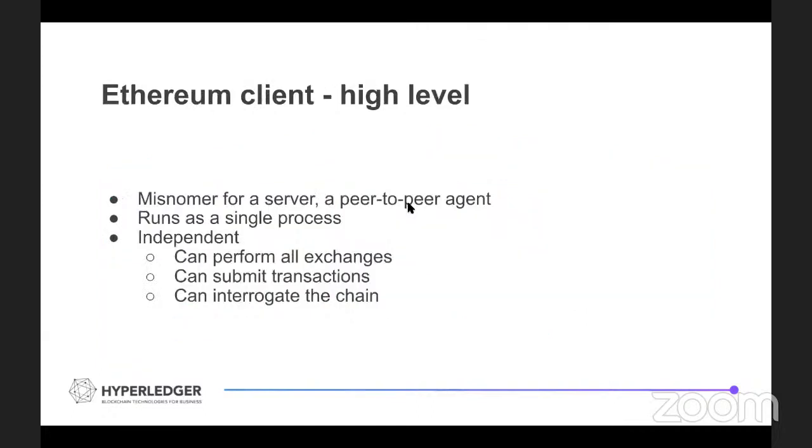Okay, so an Ethereum client at a high level is actually not a client, right? Or you could think of it as a client, like a mainframe client, right? But really, it's going to work like a server, a peer-to-peer agent. It runs as a single process. It's supposed to be completely independent, meaning that if you have a good Ethereum client and you've taken the time to sync it and it's got all the data from the network, it can perform all sorts of exchanges. So sending transactions, submitting transactions, gossiping, getting all the data, sharing it with others, and you can interrogate the chain. So you can actually get all the data you want and really pick up with the latest, right?